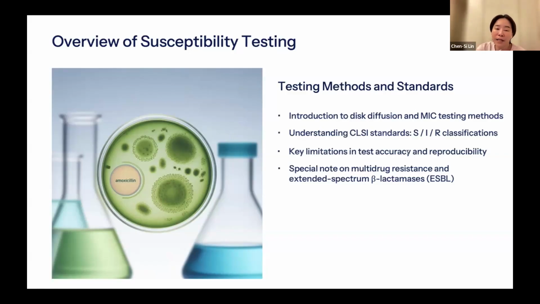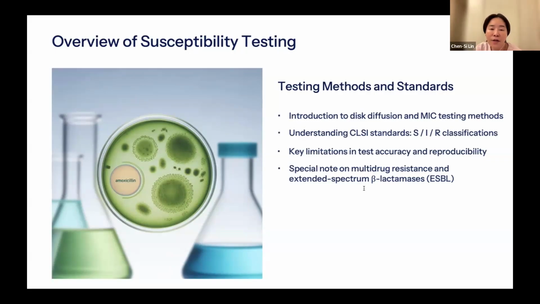And MIC testing, minimum inhibitory concentration, is more precise. It gives us the lowest concentration of an antibiotic that prevents visible growth. Both methods provide valuable information, but MIC testing is often more useful in complicated or resistant cases.